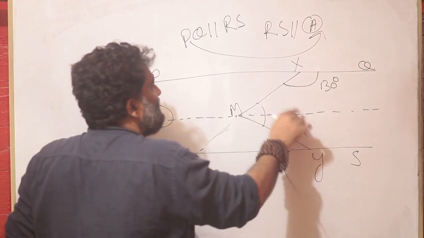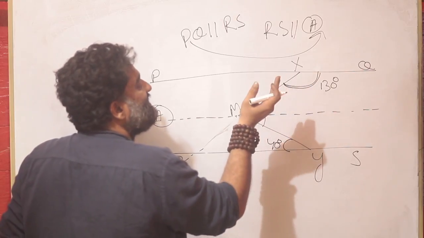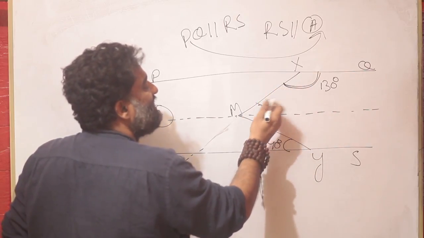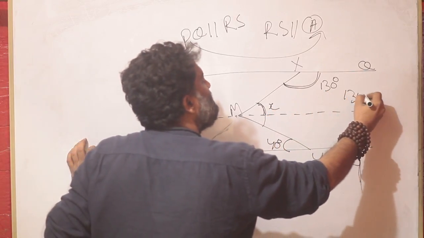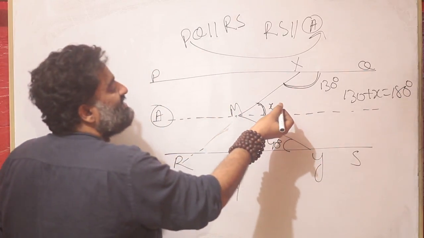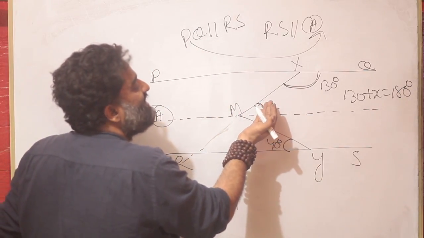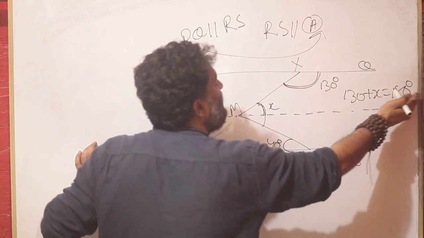Now if I look at this line and this line, this angle and this angle are the interior angles on the same side. So if I call it X, I know 130 plus X is equal to 180 degree. What is the result that I am using? Interior angles on the same side of the transversal, their sum is 180 degrees.